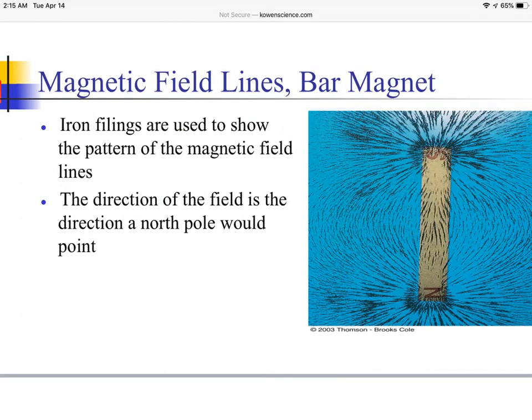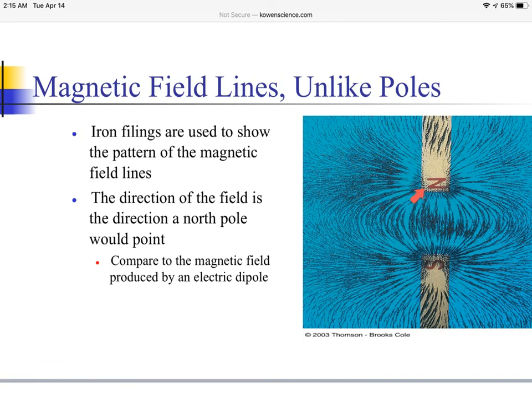Here we have the iron filings to show us, and you can see the south versus the north, and you can see the direction of the field as it moves from north to south. Now here you'll notice we have a north and a south, so we're going to have attraction, and you can see how those magnetic field lines are being attracted, and how that varies from if we were to have one magnet by itself.